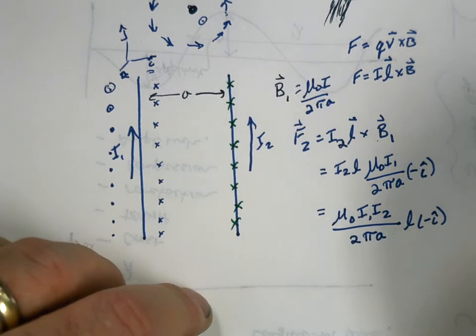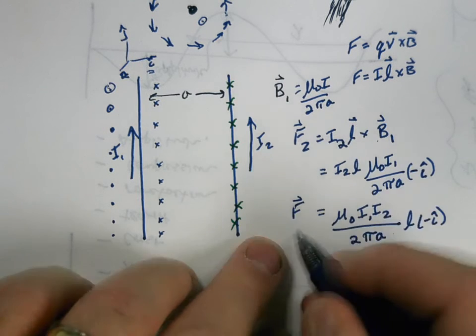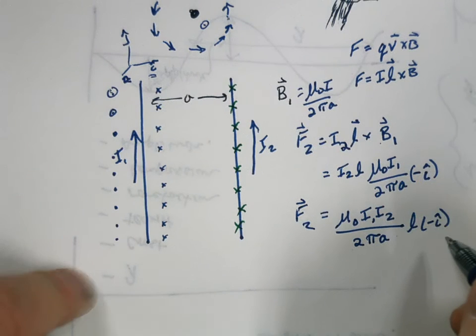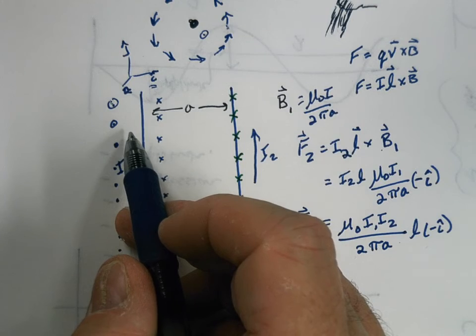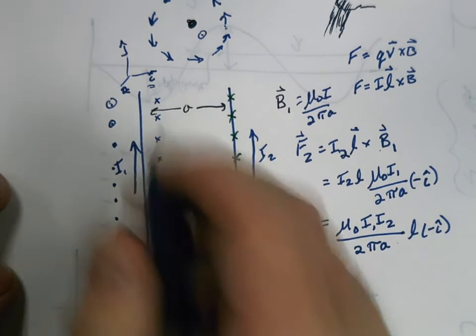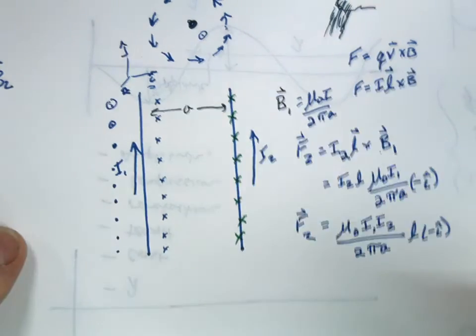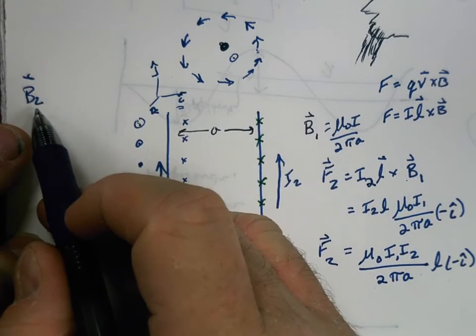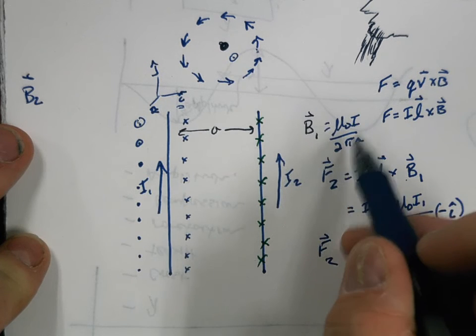Okay, so this is our force on the second wire. Well, now let's find what the force is on this guy over here. Okay, well, let's work through this. B2 is, we're going to do the same thing pretty much. So it's mu naught I over 2 pi A.